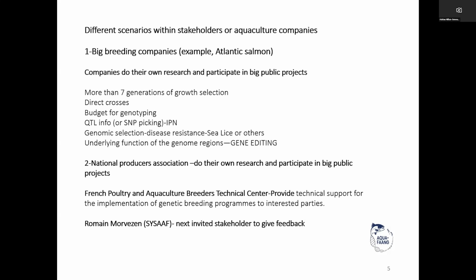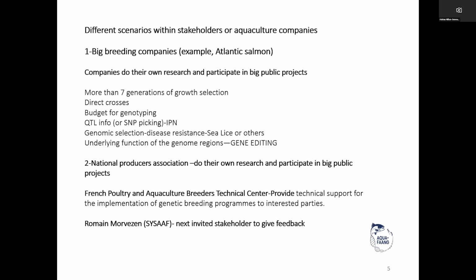the genetic selection, mostly for complex traits like disease resistance, like now sea lice or others. And then in the future, for understanding the function of genome regions or knowing exactly what to do, the salmon companies are working on gene editing, CRISPR, to change some parts of the genome and get a good response in 2 generations.